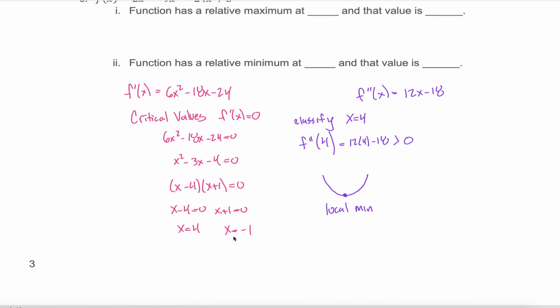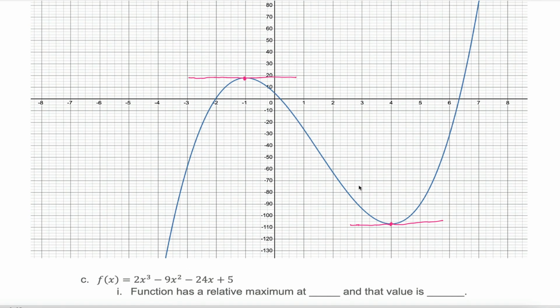I can do the same thing to classify the critical value at x equals negative 1. I just take my second derivative, change all the x's into negative 1s, so I get 12 times negative 1 minus 18. You can figure out what that is if you want, negative 30 I think, but again, it doesn't matter. All that matters is that it's less than 0. The fact that it's less than 0 means the graph is concave down at that point, so it has this shape. If we're talking about a critical value, when the graph is concave down, we're talking about a local maximum. It should be the case that at x equals negative 1, my graph has a local maximum.